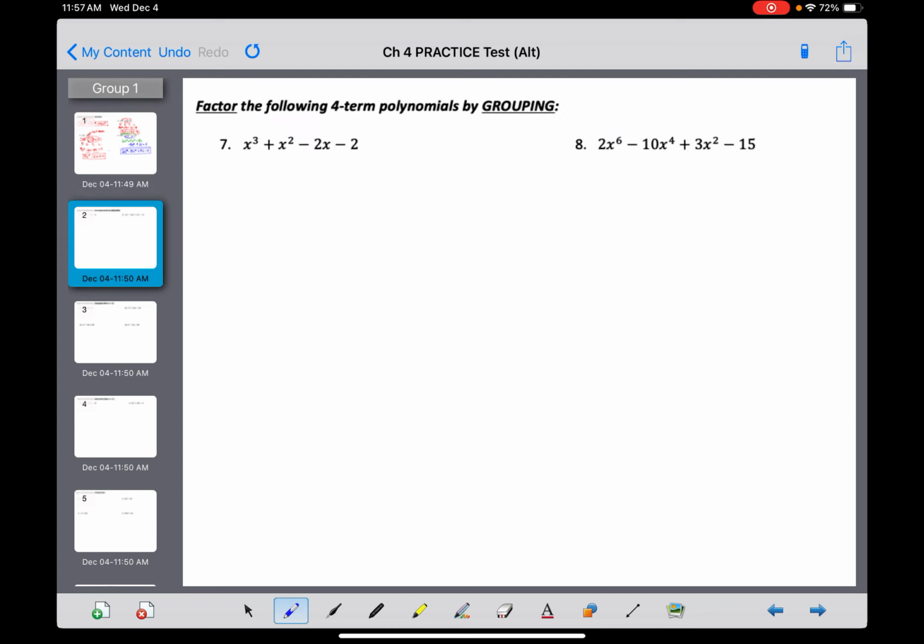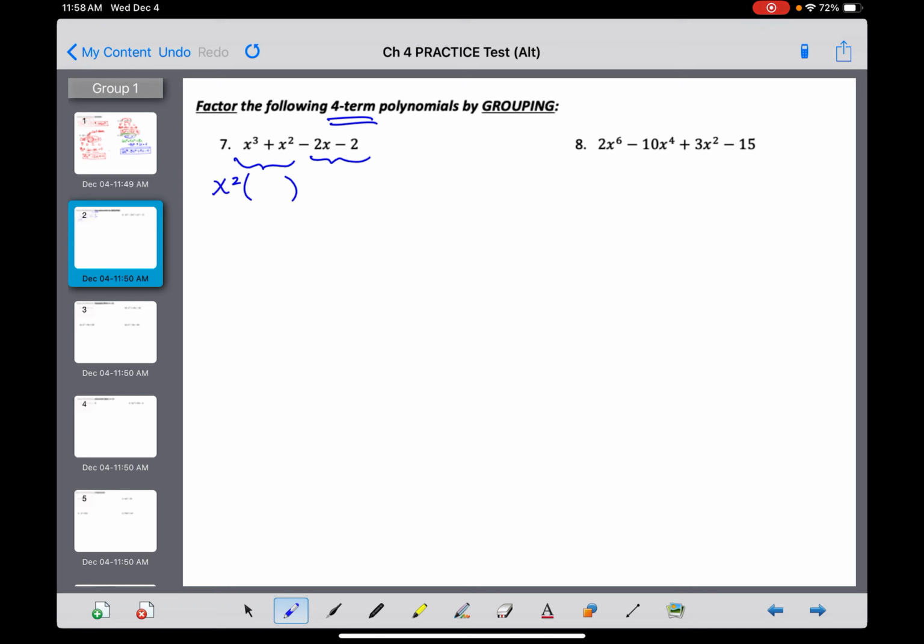Then we move on to factoring. We're going to start here with our 4-term polynomials, and we know that 4 terms means that we do factoring by grouping. So when I factor by grouping, I'm going to group the first 2 terms and the second 2 terms, and I am looking for the greatest common factor that I can take out of both pairs. In x cubed and x squared, the greatest common factor would be x squared that I can take from both.